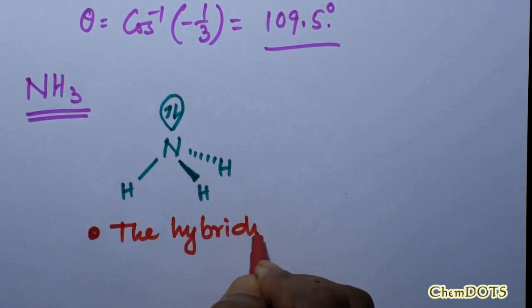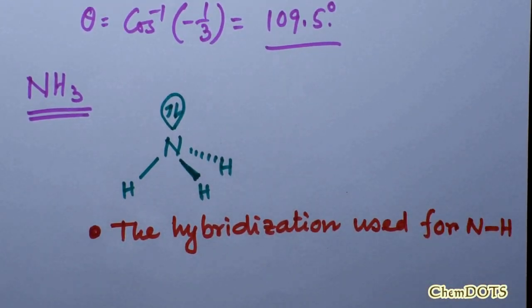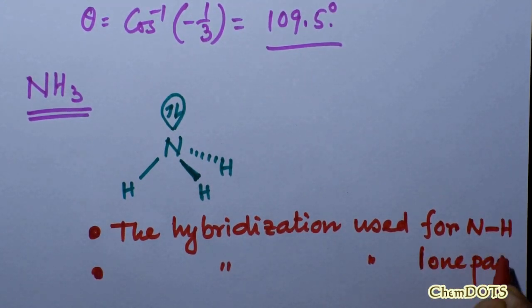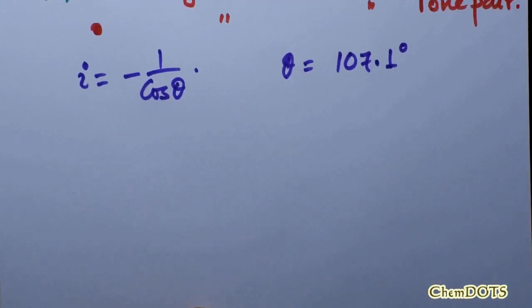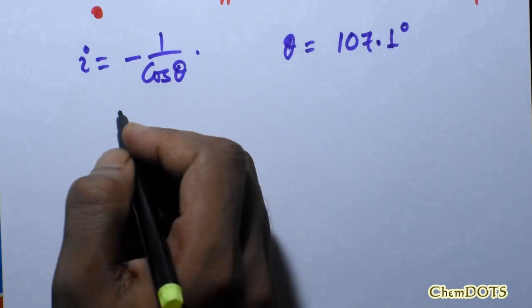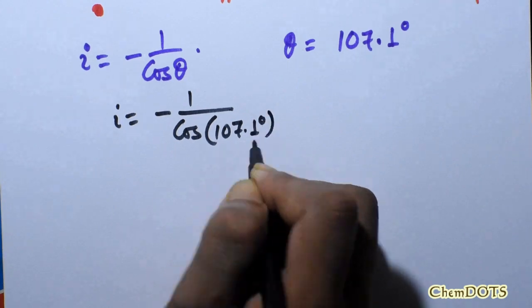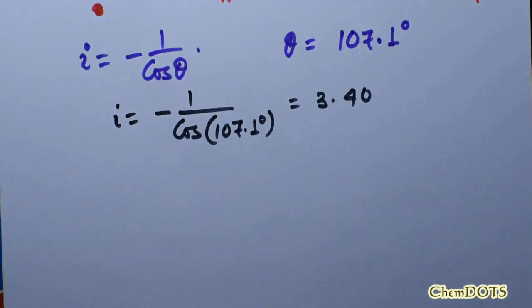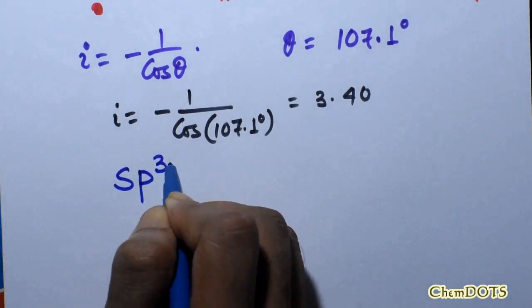The question is, what is the hybridization used for the formation of the NH bond and the hybridization used for containing the lone pair? From the measured angle we know theta equal to 107.1 degrees, the HNH bond angle. So I equal to minus 1 by cos theta, that means I equal to minus 1 by cos 107.1 degrees. So the value is 3.40. That means the hybridization used for the formation of the NH bond is sp3.4.